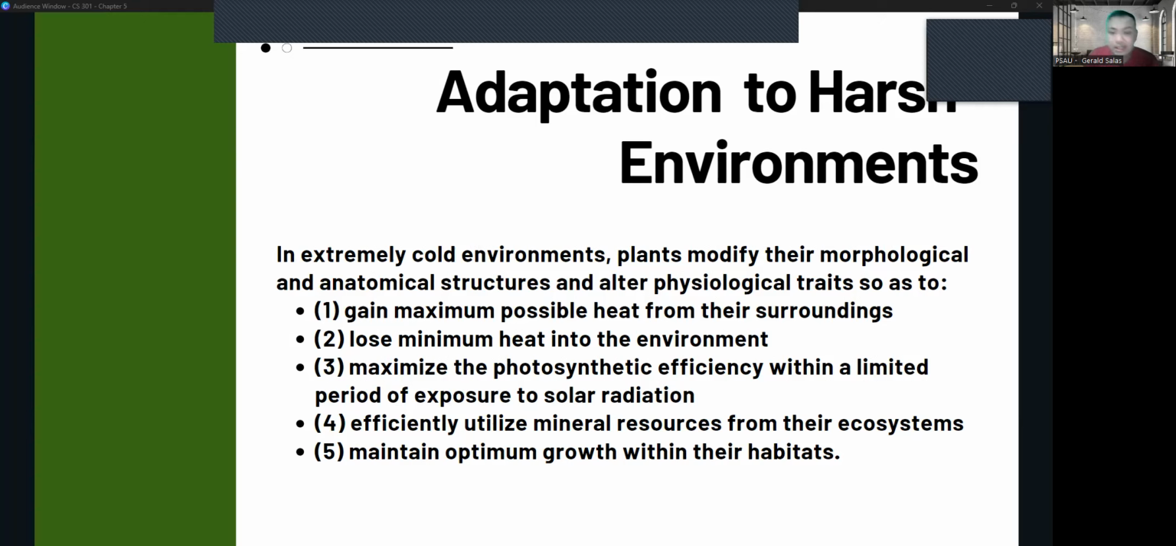So, third, maximize the photosynthetic efficiency within a limited period of exposure to solar radiation. This is especially for those areas na mas matagal ang night period, yung darker period as compared dun sa maaraw nila. So in some places in the world, meron tayong mga ganun cases. Then fourth, efficiently utilize mineral resources from their ecosystems. Then fifth, optimum growth within their habitats.